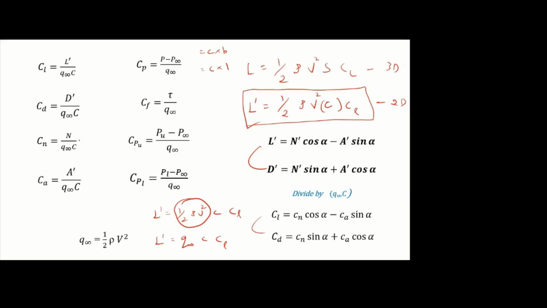So now if you want to find CL, then you have to rearrange. You will get CL is equal to L dash divided by Q infinity C. In the same manner you can find CD, CN, CA and all: coefficient of lift, coefficient of drag, coefficient of normal force, coefficient of axial force. So everything you can find. This one you have studied already. And similarly, the Cp formula.